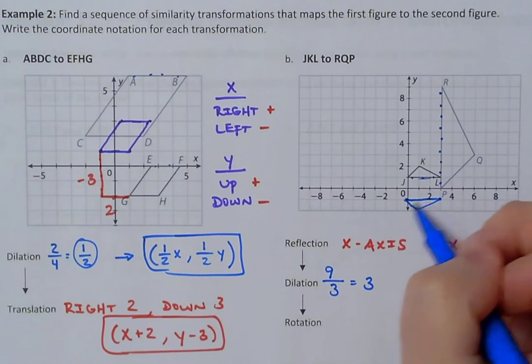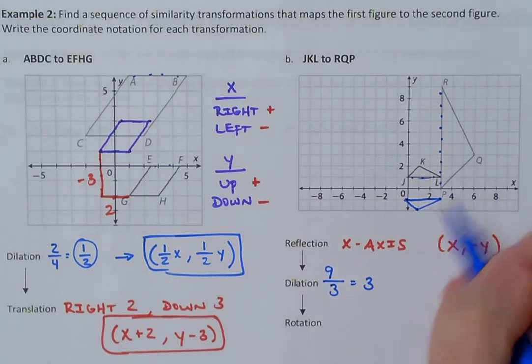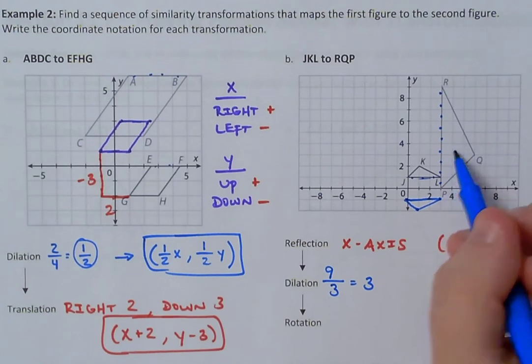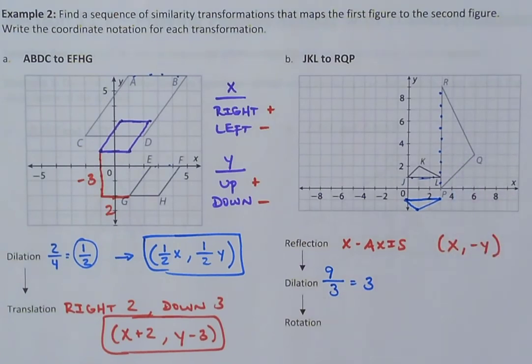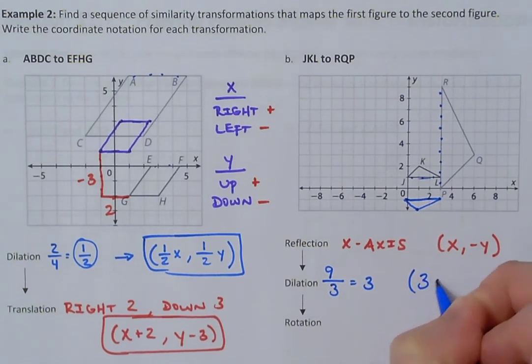That means we take this triangle and multiply it by 3, and that's going to get us the same size as this triangle. So if we were writing coordinate notation for this, again, dilation, we're just going to put that number in front of x and y. So that would be 3x, comma, 3y.